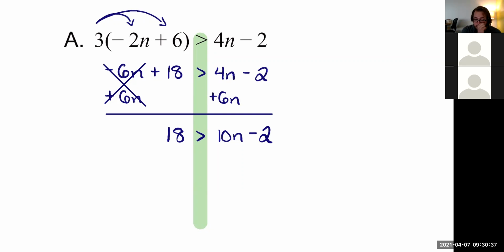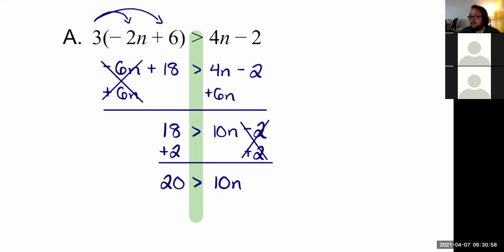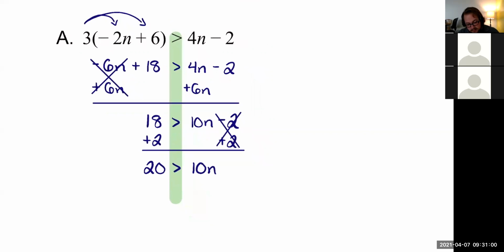So from that side, what are we going to start to take away? How would you do that? Add that to both sides. On the left, 18 plus 2 is going to give me a 20, is greater than 10n. The negative 2 plus 2 is 0, which is gone. And then what's last to move?